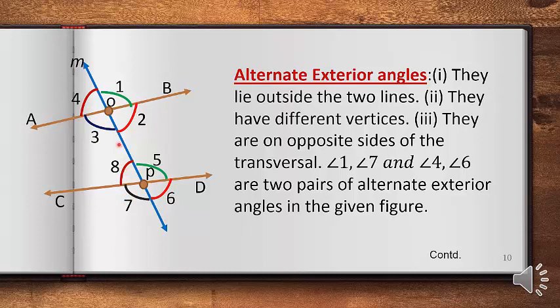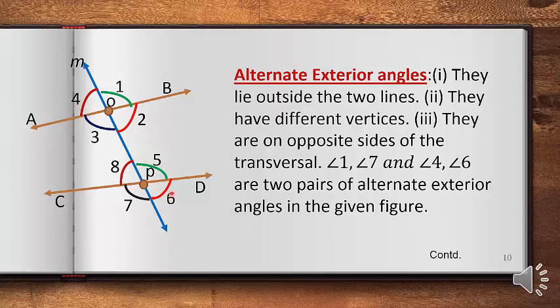Now consider angle 4 and angle 6. Angle 4 and angle 6 are a pair of exterior angles. Also angle 4 has vertex O, angle 6 has vertex P. And also angle 4 and angle 6 are on either side of the transversal. So again they too form a pair of alternate exterior angles.